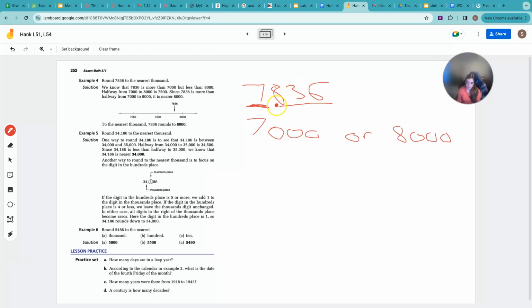The easy way to do this is to look at the second number. And if that number's 5 or greater, you're going to round up. If it's 4 or below, you're going to round down. So this would be 8,000.